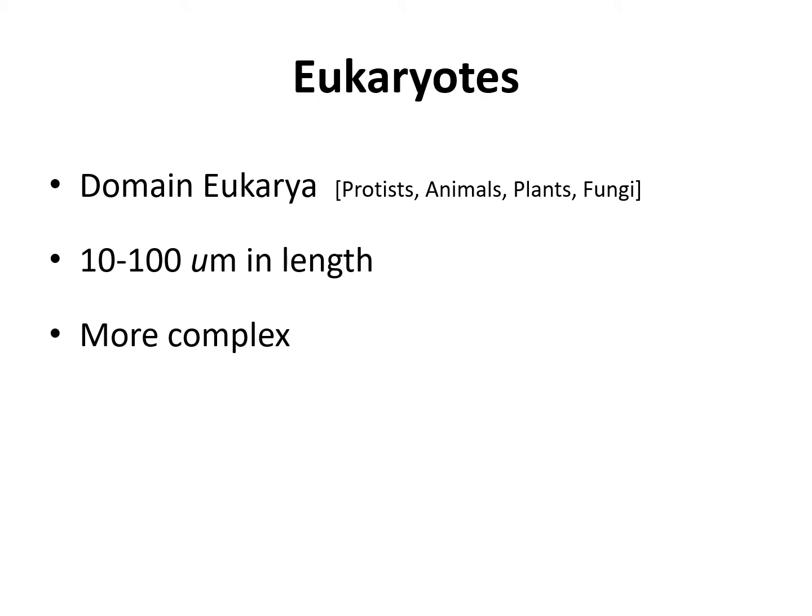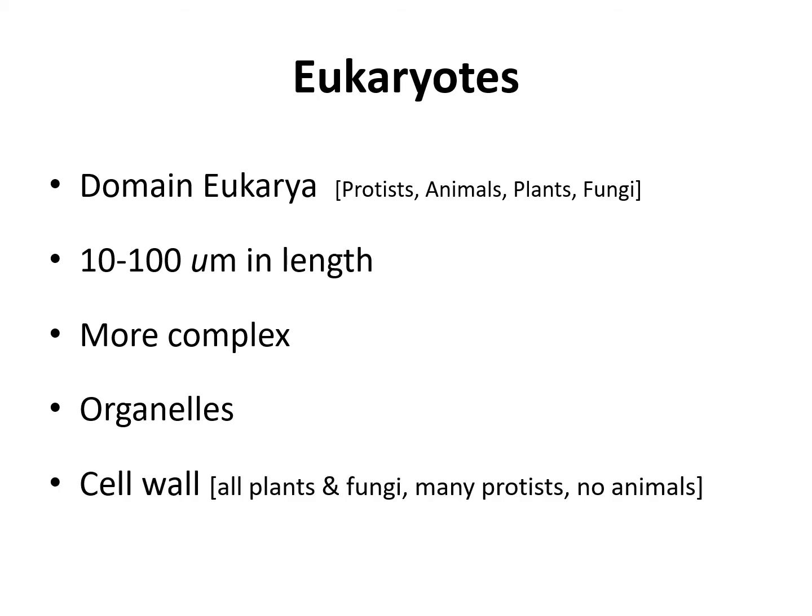They are also much more complex than prokaryotic cells, and they have organelles. Organelles are defined as membrane-bound areas of cytoplasm that have a specific shape and function. And most eukaryotic cells have cell walls. The plant cells, the fungal cells, many of the protist cells have cell walls. The only exception are the animal cells. Animal cells do not have cell walls.